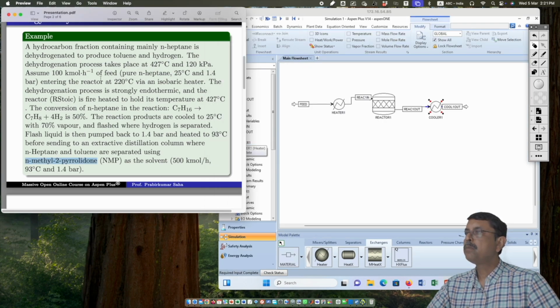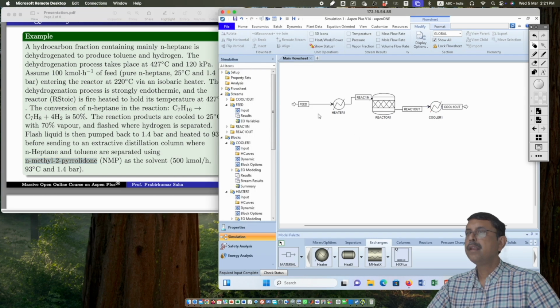Assume 100 kilomole per feed. So the feed is entering the reactor via an isobaric heater, and the dehydrogenation process takes place over here, and the reaction products are cooled to 25 degrees centigrade. So let us run it once and check the temperature. And yeah, so this is the feed temperature 25, entering the reactor at 220 degrees centigrade, and it is coming at 427 degree.